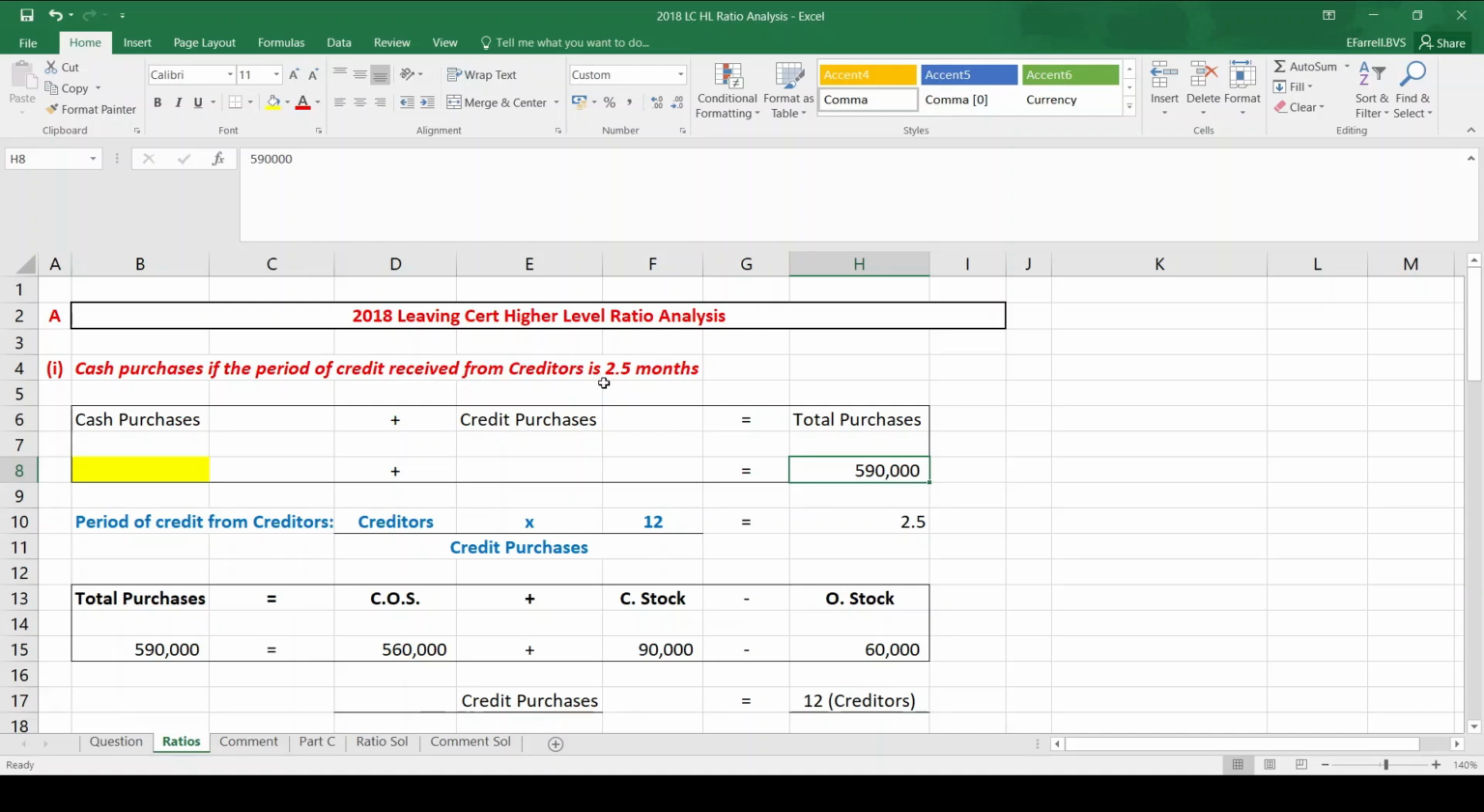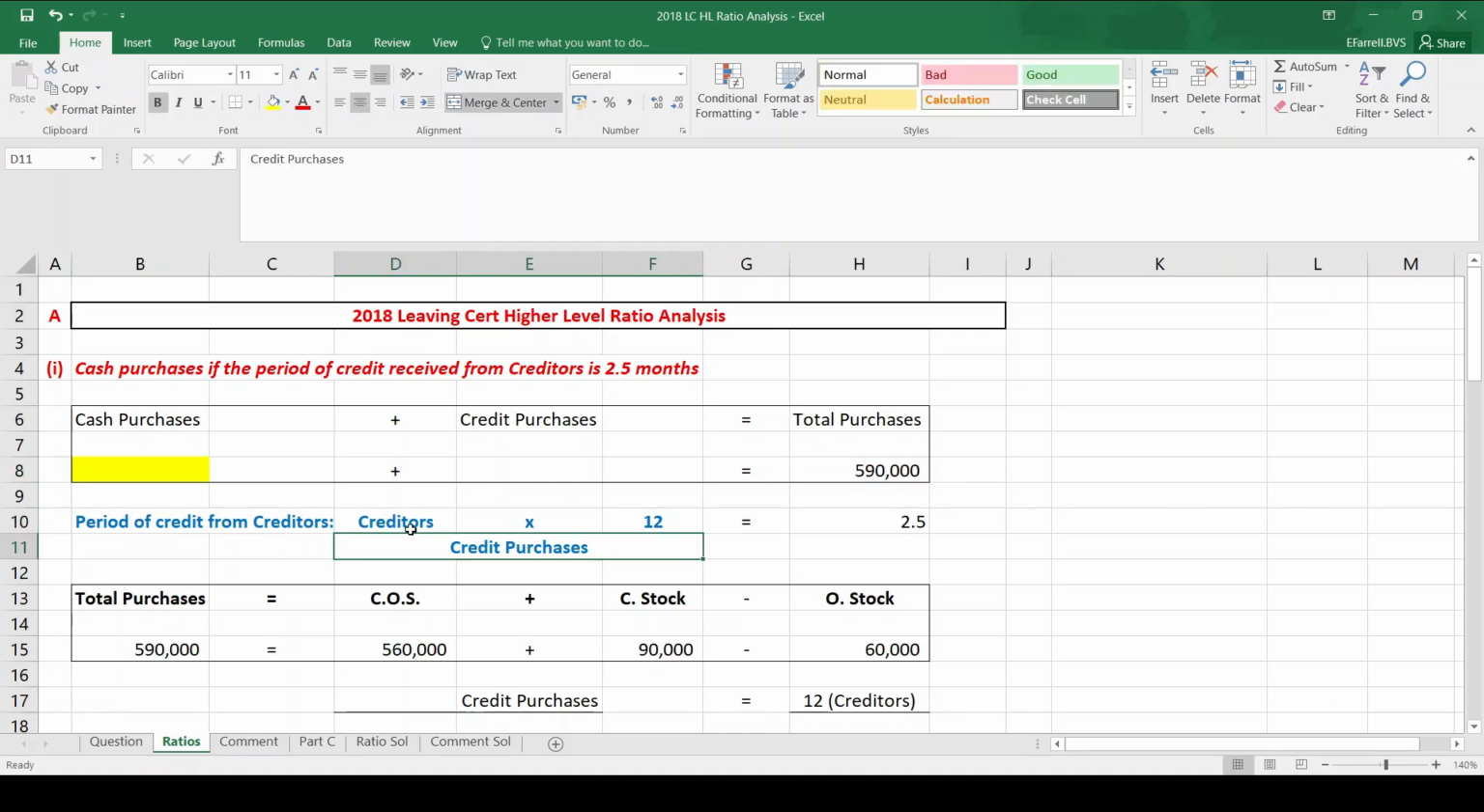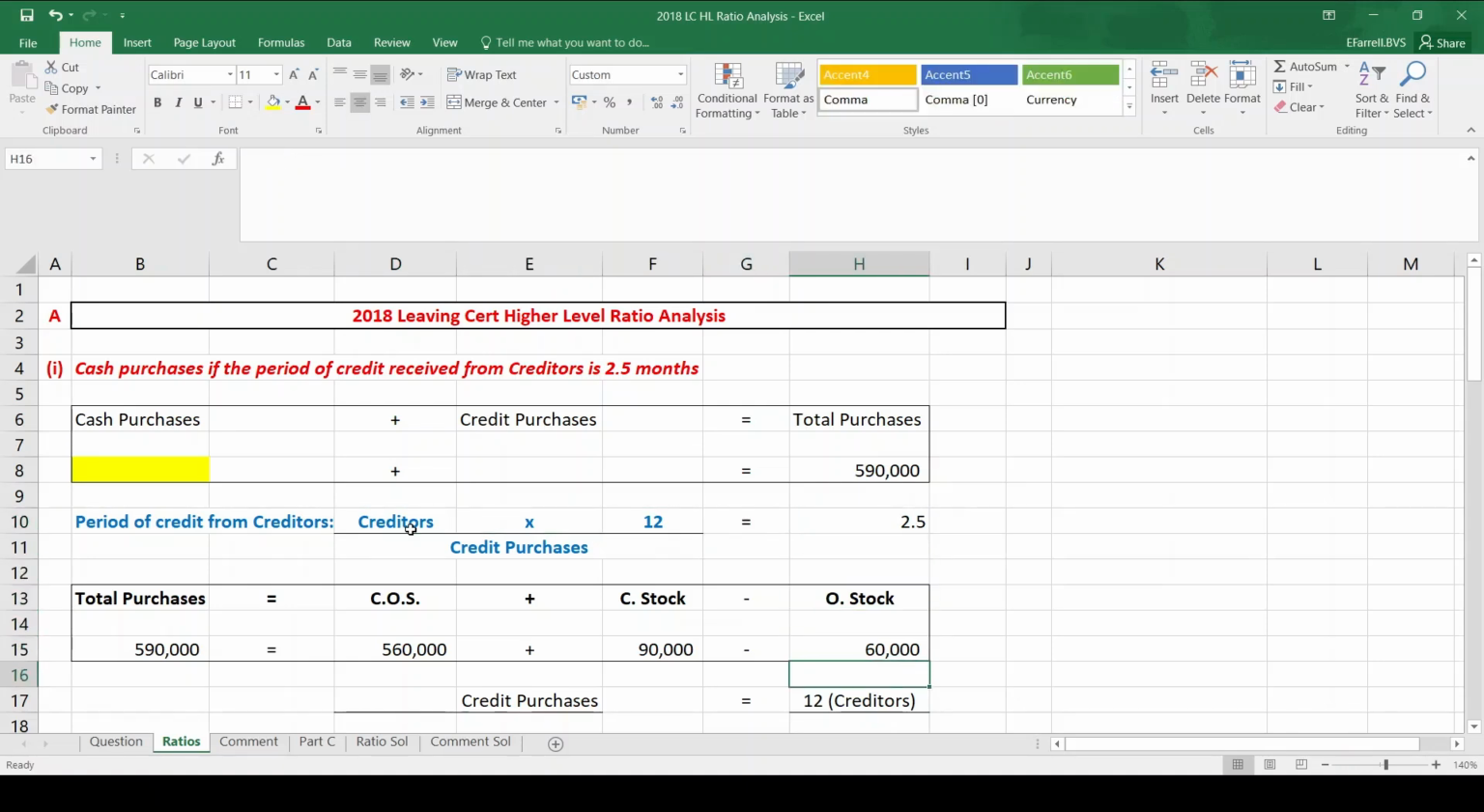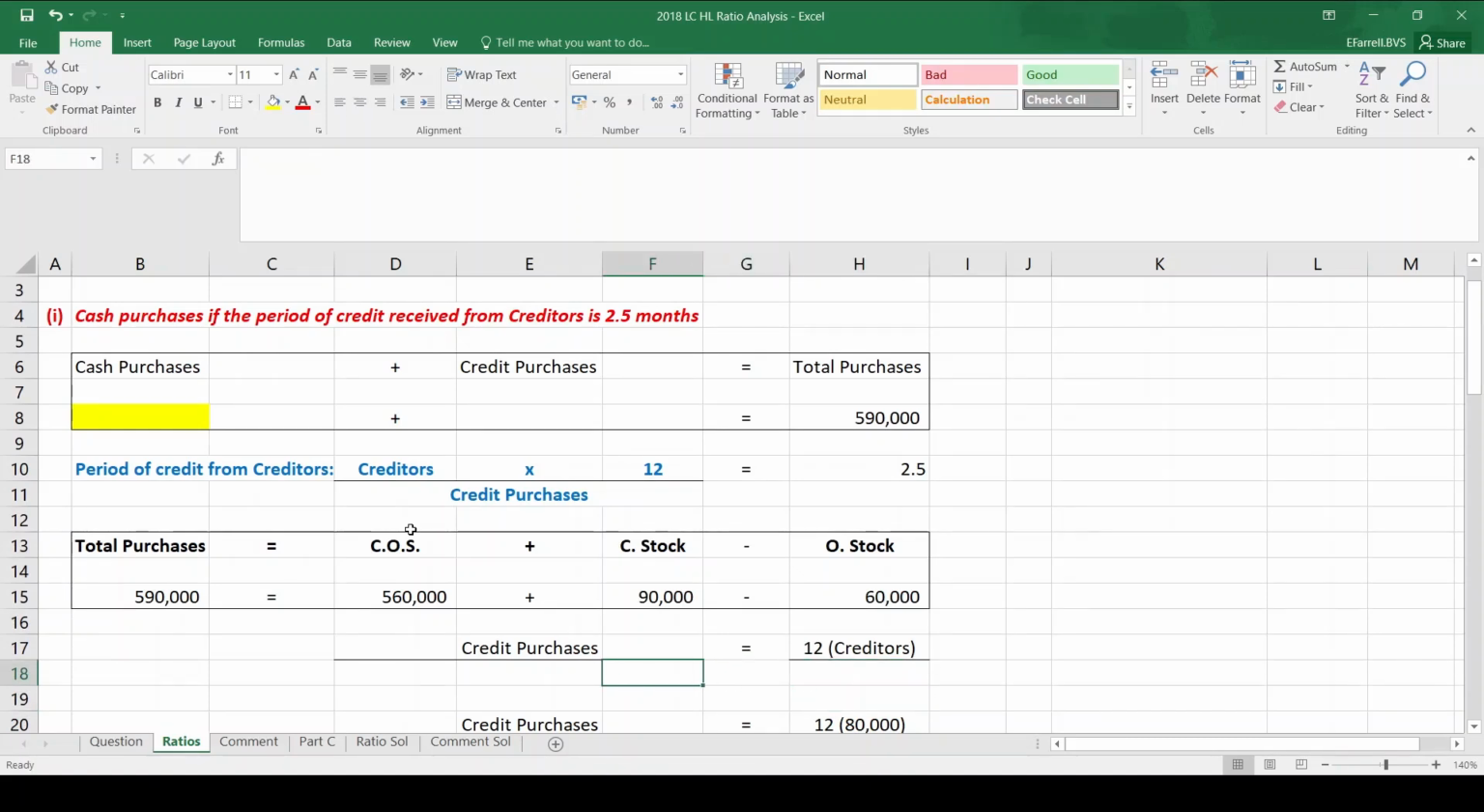of credit received from creditors is 2.5 months. So we let the ratio for period of credit from creditors equal 2.5. And that ratio is creditors over credit purchases multiplied by 12, because my answer is in months, and that's equal to 2.5 months. So what I'd usually do here is cross multiply. So I would say 12 times creditors multiplied by, and if you want to put the 2.5, you can put that over 1 if you like.